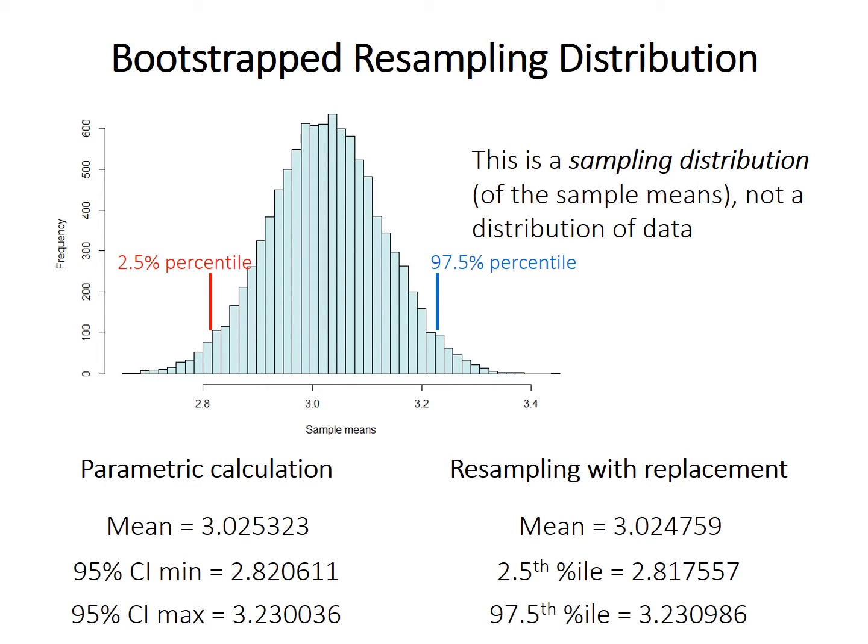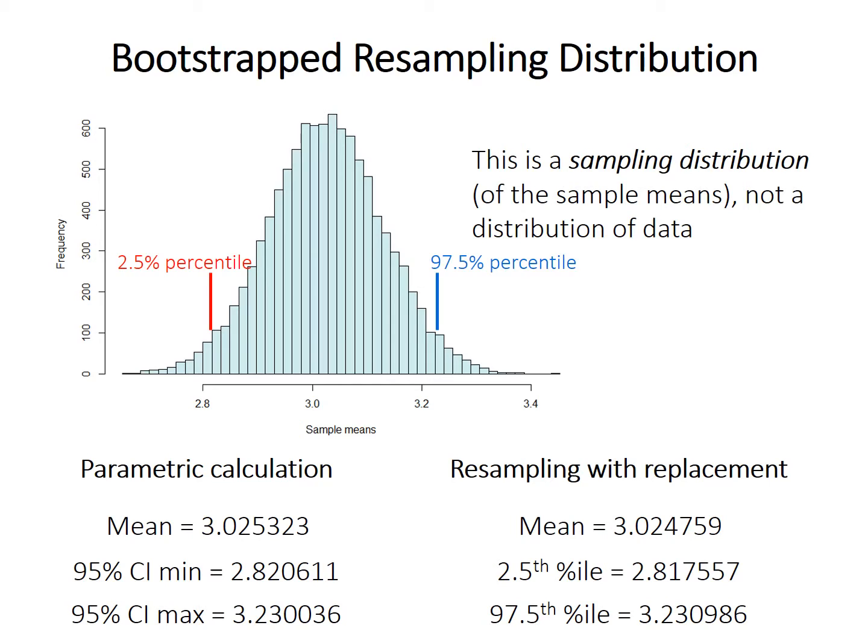So the bootstrapped resampling distribution will look something like this. This is basically taking 10,000 random samples from our single data set, but sampling with replacement. Just to compare, if you calculate the mean and the 95% confidence intervals using the parametric methods that you've used before, you get values like 2.82 and 3.23 for the confidence interval. It turns out that the 2.5th percentile and the 97.5th percentile of our bootstrapped resampling distribution give you the same answer. It's not exactly the same because it's a random sample, but that's beside the point. You can see that it's effectively the same thing.